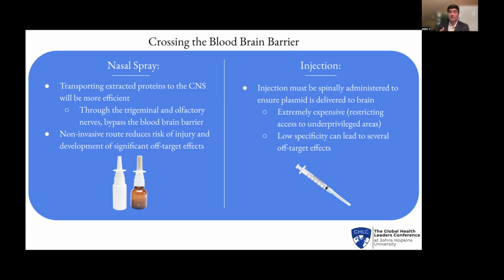On the other hand, if I were to do an injection, the injection can only be administered to the spine, which is not only extremely expensive, which basically restricts access to underprivileged areas, but its low specificity can also lead to several off-target effects because it may be misplaced on a nerve that is central to the body.